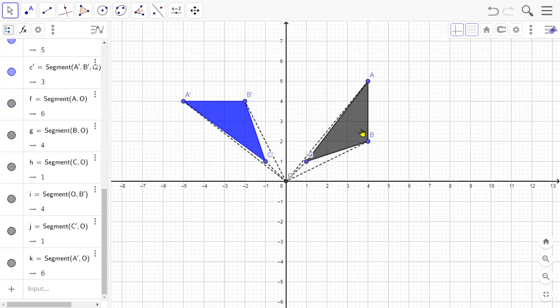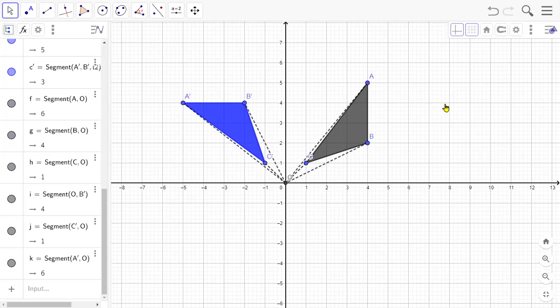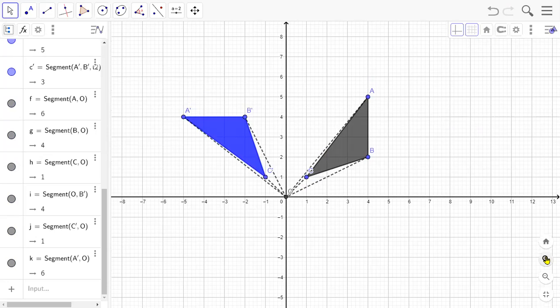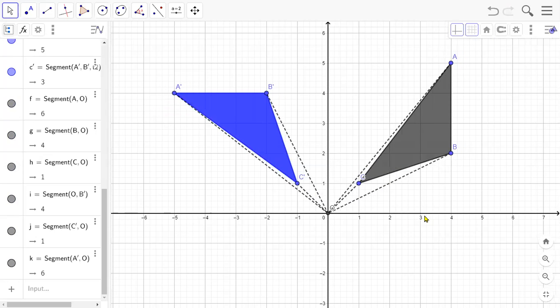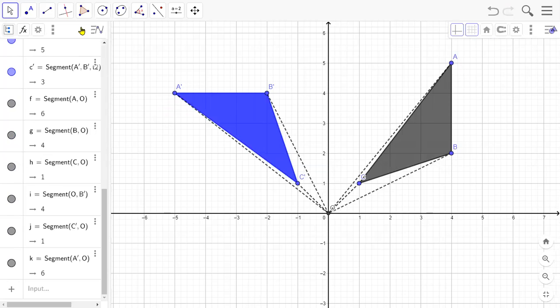Okay, and we have finally one step to do. अब finally एउटा काम बाँकी छ. Let me just zoom in a little bit. Okay, let's move to the final step. And can you guess what will be the final step? What is the final step? Can you guess?